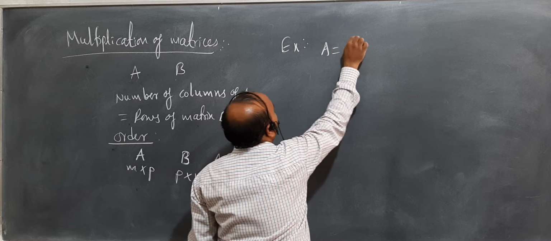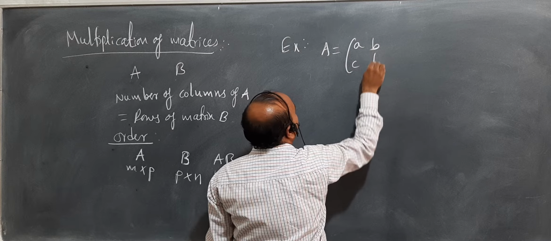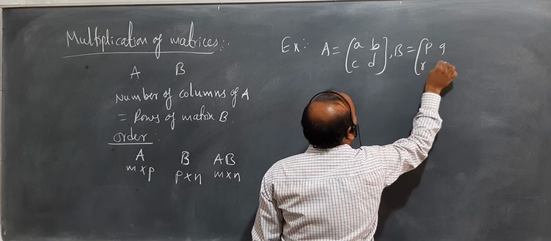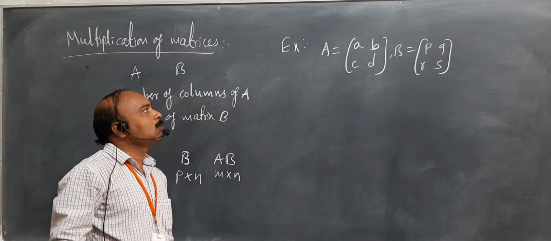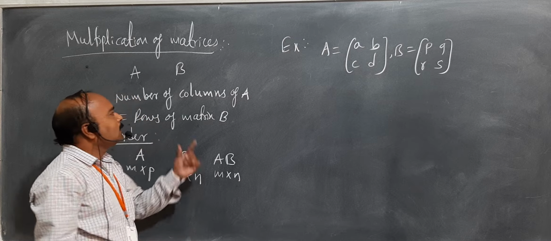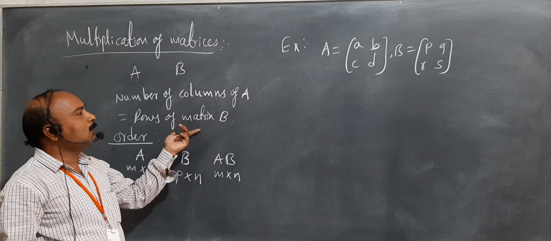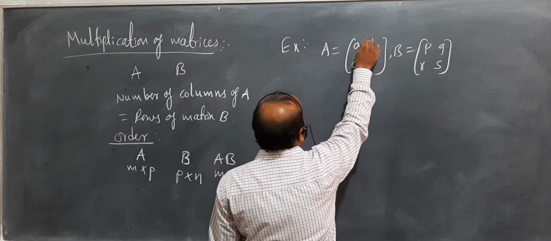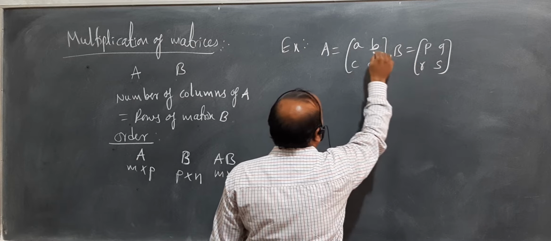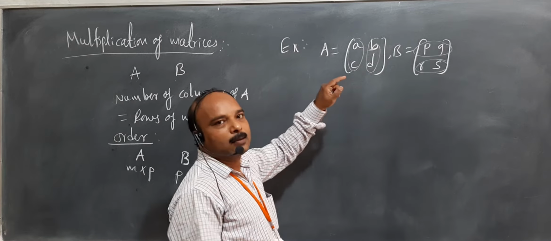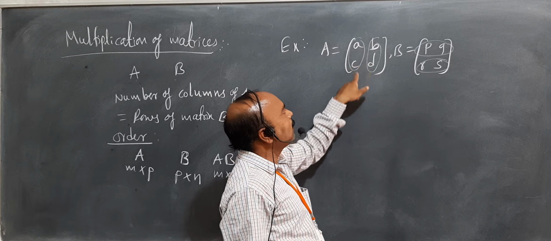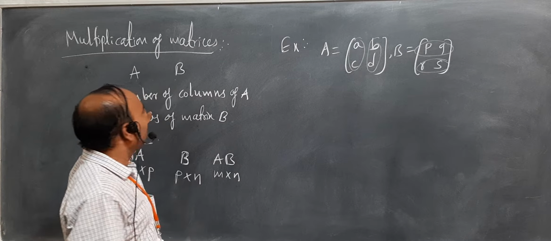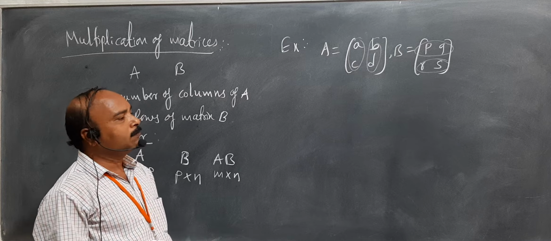If you take matrix A equal to [a, b; c, d] and matrix B equal to [p, q; r, s], these are two matrices, and first we check whether the number of columns of A is equal to the number of rows of B or not. Here we observe that the number of columns of A is 2 and the number of rows of B is 2. Matrix A has 2 columns and matrix B has 2 rows. Then our condition for multiplication of matrices is satisfied. Then we go for the multiplication.